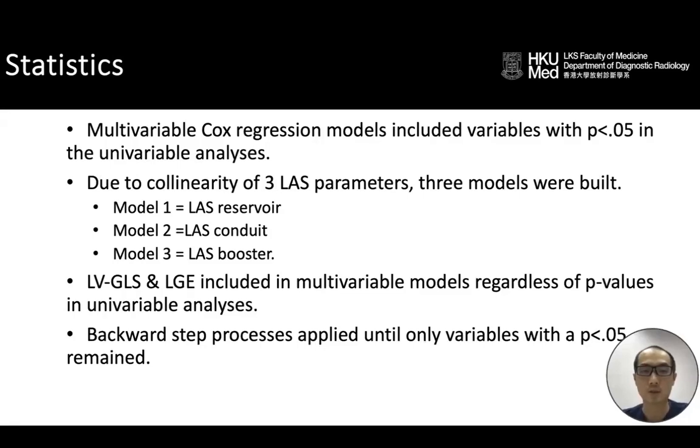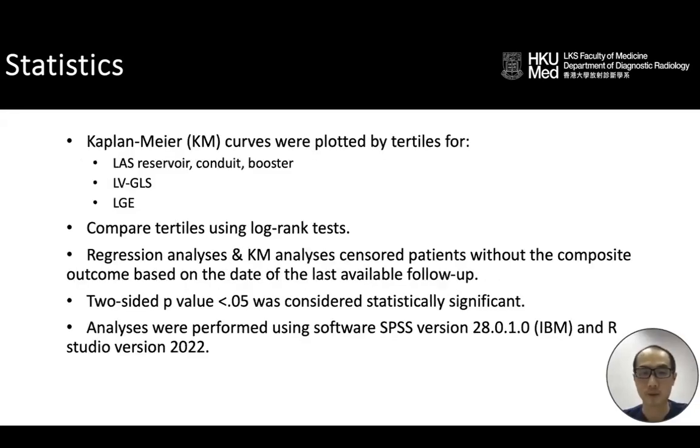The left atrial strain was divided into the 3 different parameters, reservoir, conduit, and booster, and they weren't placed in the same models because there was collinearity between the 3, so we have 3 models. For Kaplan-Meier, we plotted the strain parameters and the LGE by tertiles and then used log rank test to assess.